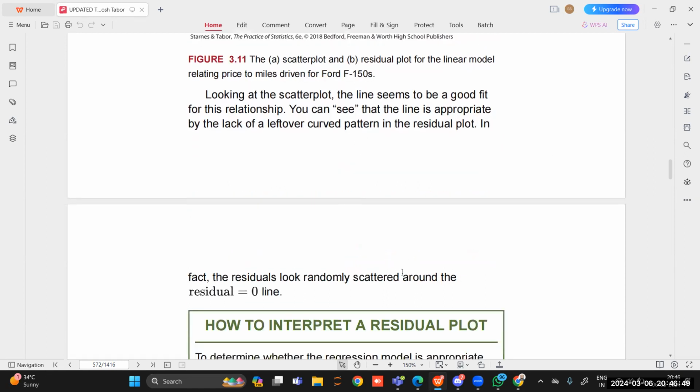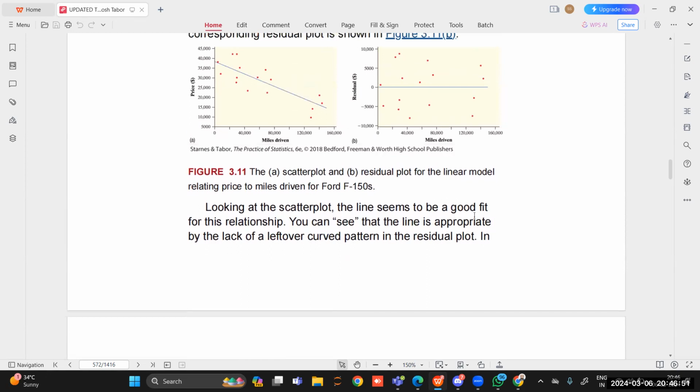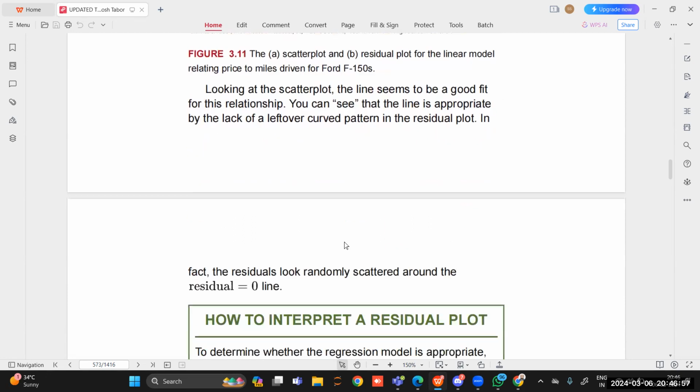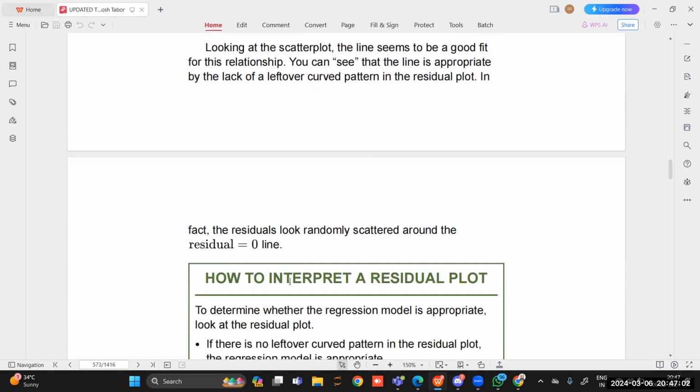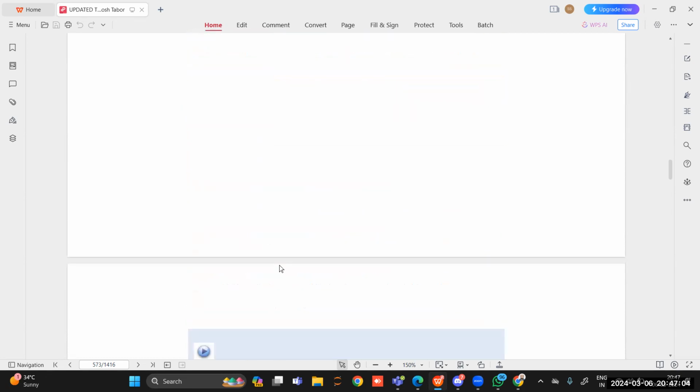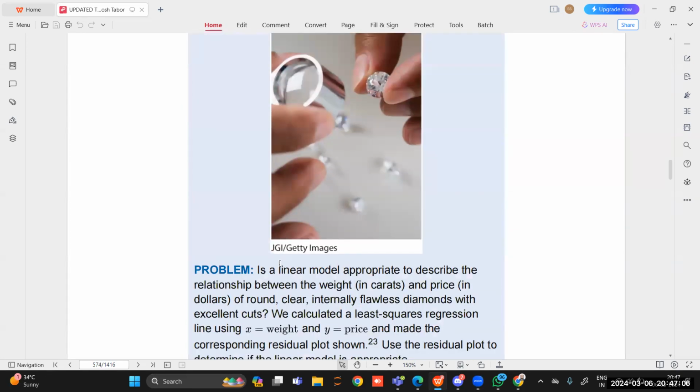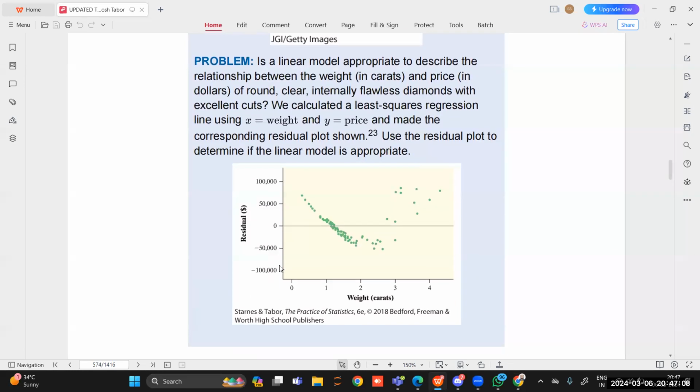Looking at the scatter plot, the line seems to be a good fit for this relationship. You can see the line is appropriate by the lack of leftover curve pattern in the residual plot. In fact, the residuals look randomly scattered around residual equals zero. So now we'll do one exercise so it will be more clear. Come on, read this example, Zay. Come on.